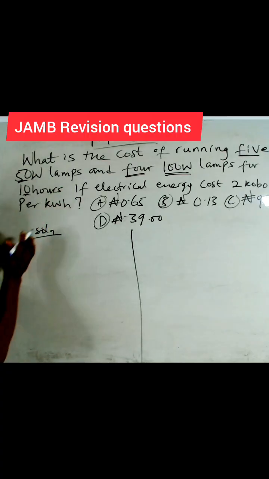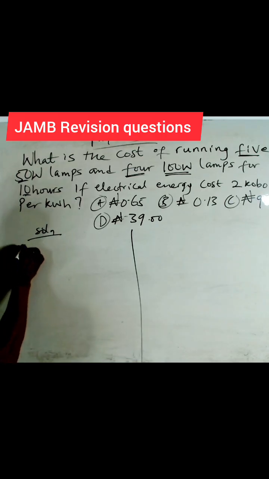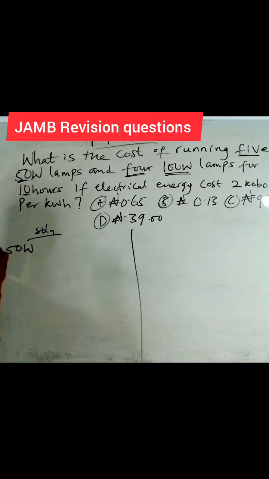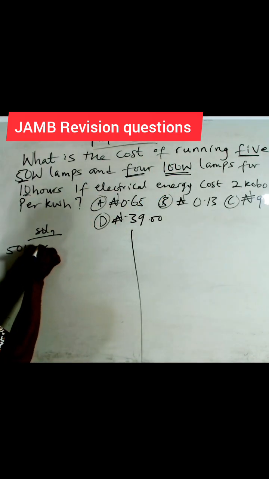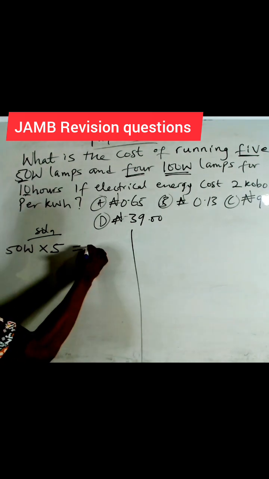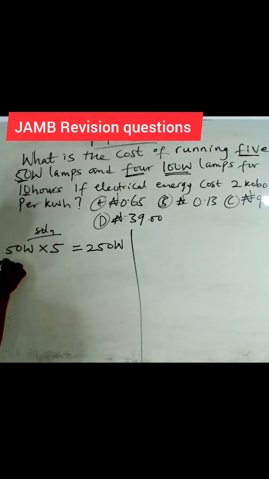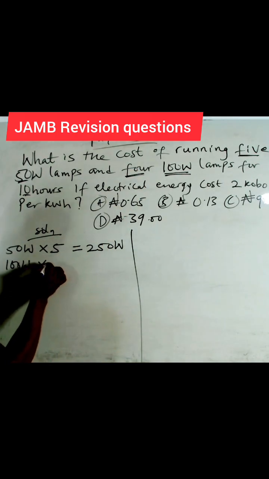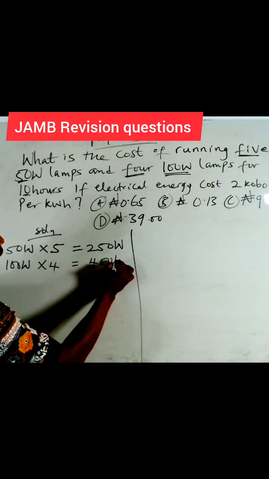Now, all we need to do is write out the parameters given first. We have the 50-watt lamp. How many are they? They are just 5 of them. So because there are 5 of them, you multiply by 5, and you get 250 watts. Now, for the 100 watts, there are 4 of them. Multiply it by 4, which will give us 400 watts.